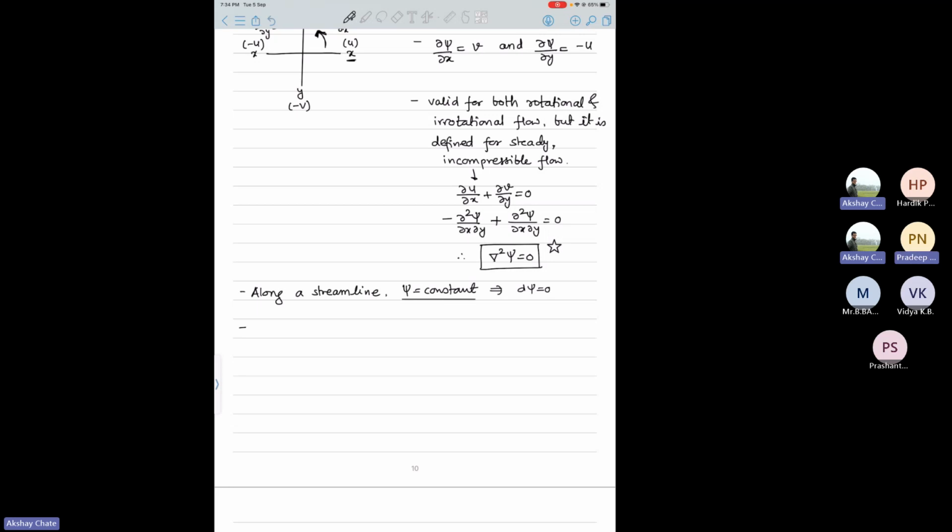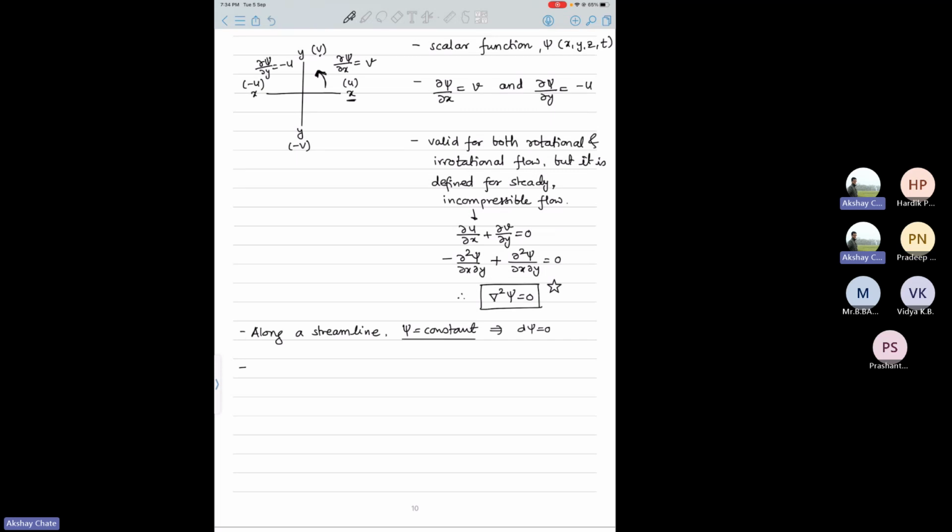Something is wrong, sir. Here, just above this equation, the del square psi, I think the denominators are the same for both the terms: del x del y here, and here also del x del y. So that becomes 0. Yes, you're right, sir. Got it, sir. Okay.